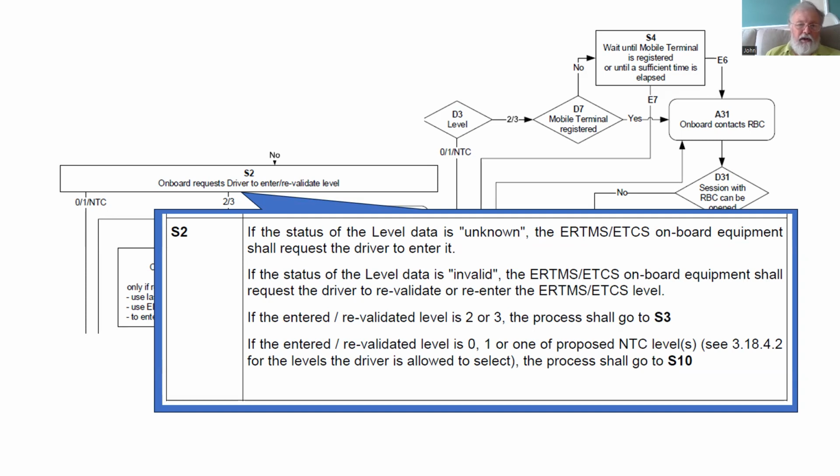Once the level has been entered or revalidated, then if the level is 2 or 3, we go to procedure S3, which is all around the RBC, and if not, we go straight down to the main menu selection. We don't need an RBC connection.